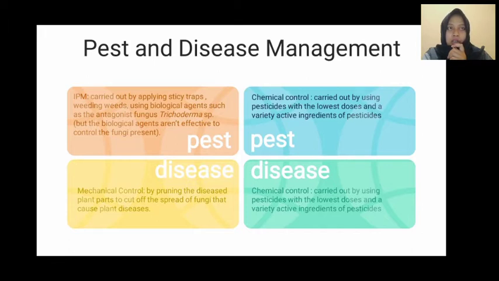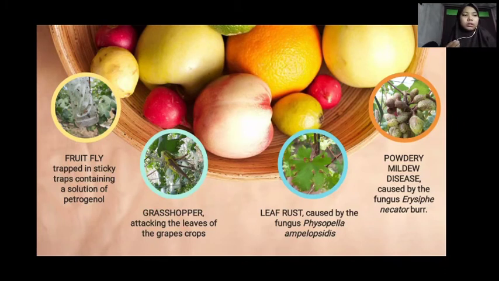And the chemical control for pests is carried out by using pesticides with the lowest doses and varied active ingredients of pesticides. And mechanical control for the disease by pruning the diseased plant parts to cut off the spread of fungi that cause plant diseases. And the chemical control for disease is carried out by using pesticides with the lowest doses and varied active ingredients of pesticides.